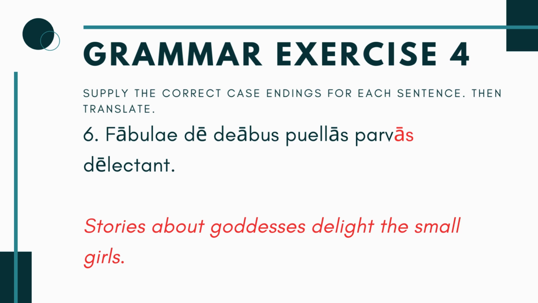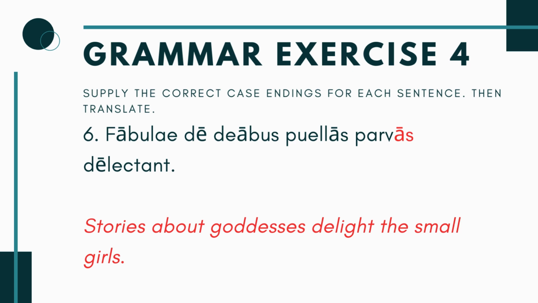In number 6, you have fabulae de deabus puellas parvas delectant. So fabulae is my subject, right? The stories, they delight, delectant, right? So stories delight, and they're the stories de deabus, right? About the goddesses or about goddesses. And here's that alternative ending here, deabus, or when you have dea, use the abus ending, not is. So it's just ablative, right? But you're saying stories about goddesses delight.